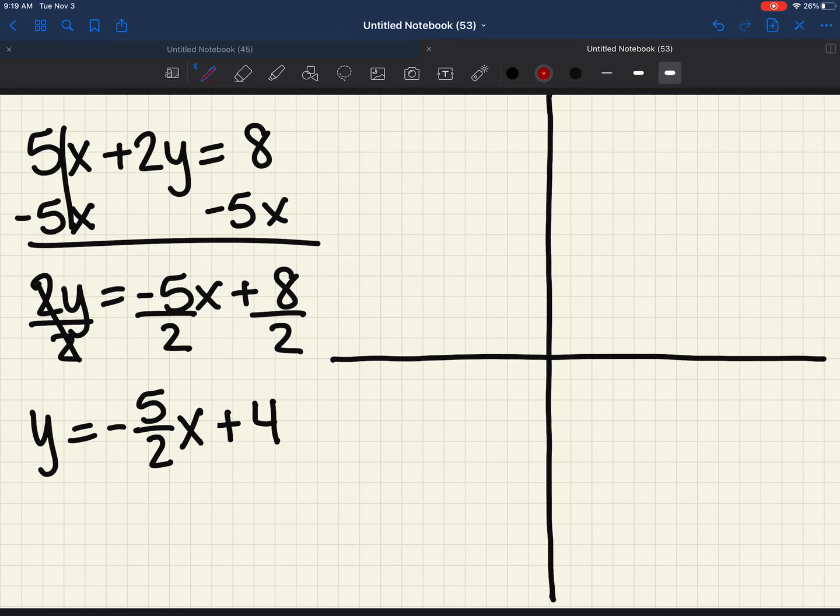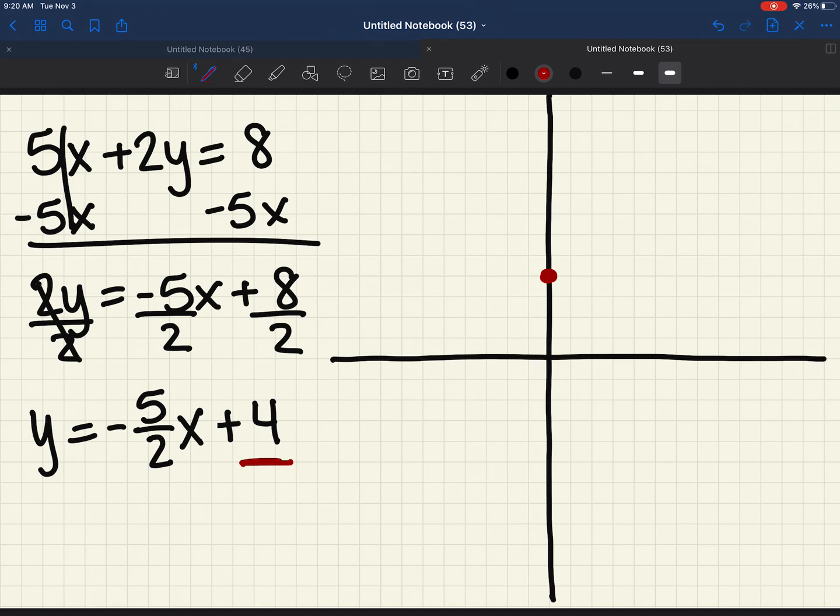Okay, somebody tell me the first point I always put on my graph is what? Y-intercept. What's my y-intercept here? 4. So I'm going to go up to 4. 1, 2, 3, 4. Okay, now my slope is negative 5 over 2. So I'm going to use rise over run.